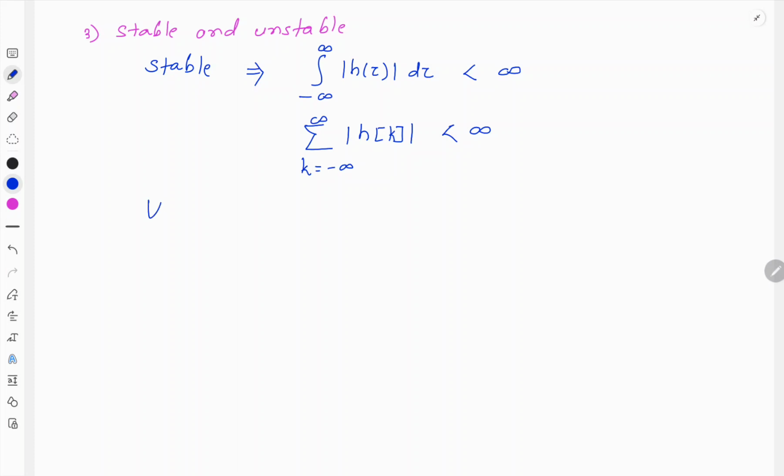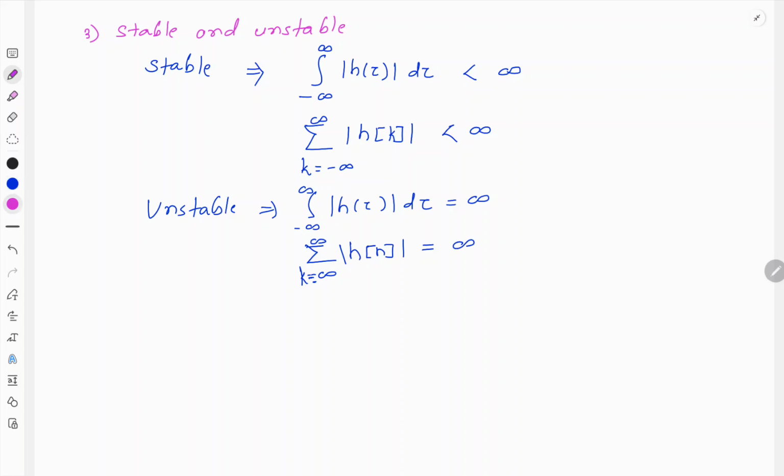For unstable cases, this integration will become equal to infinity. If it becomes infinity, our system is unstable. Similarly, for the discrete system, the summation of mod of h of n from minus infinity to plus infinity will be equal to infinity. So this system will be unstable.